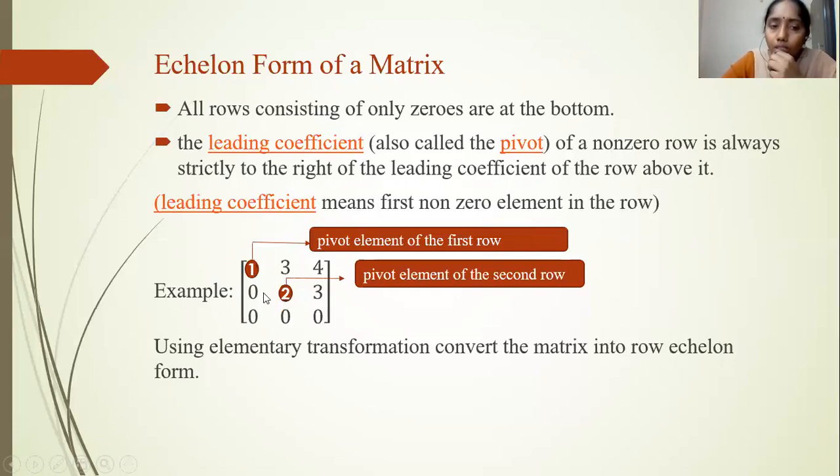After converting these elements into 0, next identify the pivot element. That means the first non-zero element in the second row, which is 2 here. Using 2, make the element below it 0. Now for this one, the number of non-zero rows is 2. So for this matrix, the rank is equal to 2. Here we are using elementary transformations to convert any matrix into row echelon form.